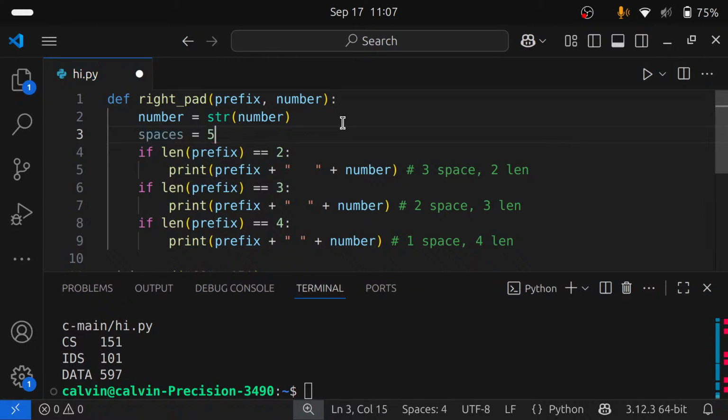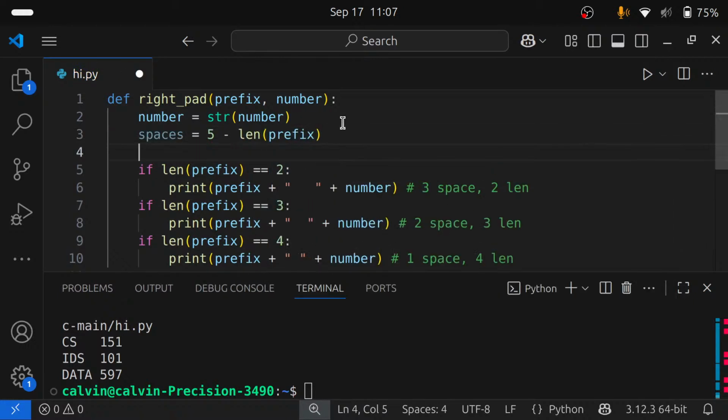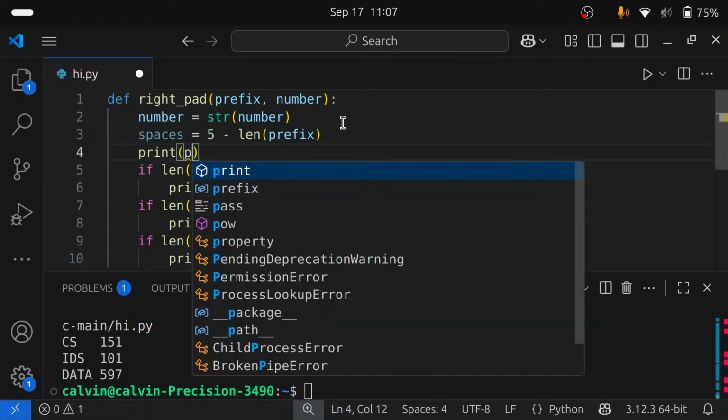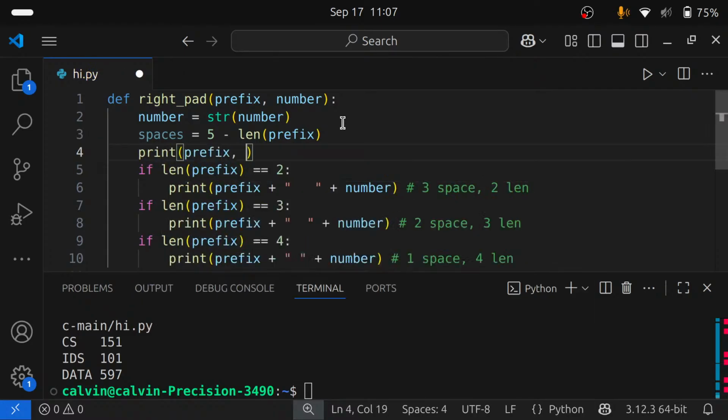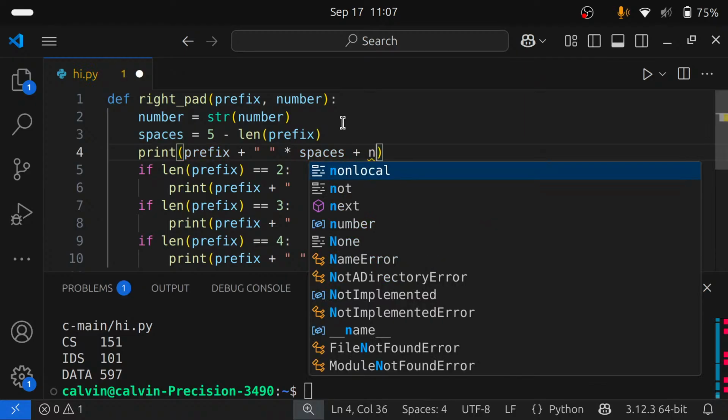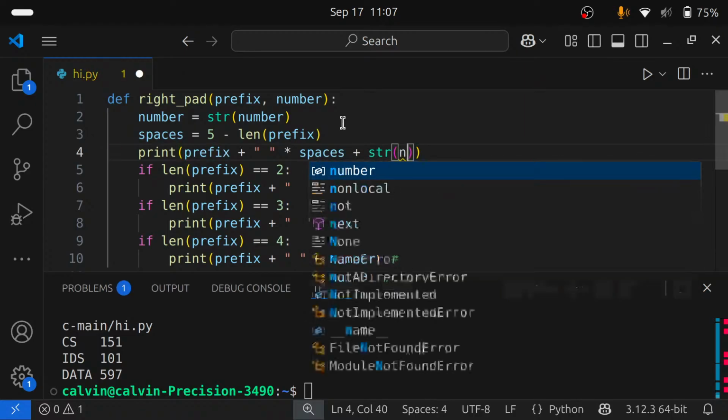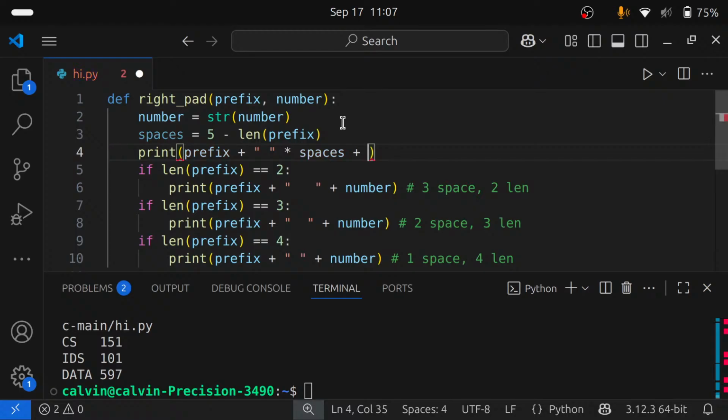Spaces equals 5 minus len prefix. Print prefix plus, nope, prefix plus 1 space times spaces plus str number. Oh, no, I already stringed the number. Remember? Str. Okay, wait.